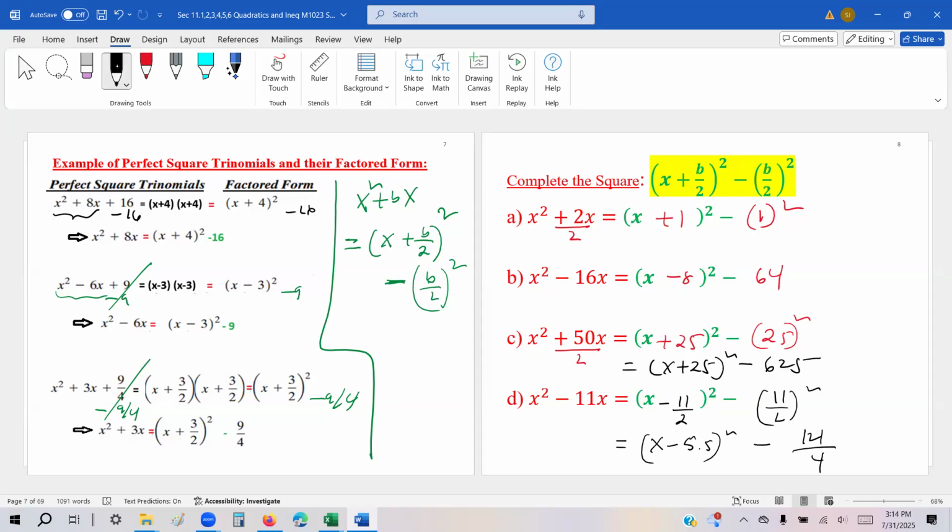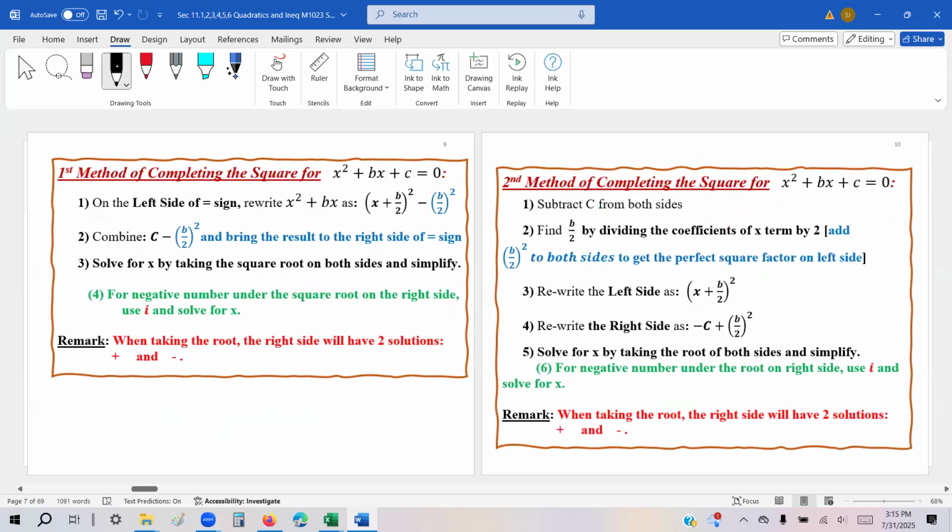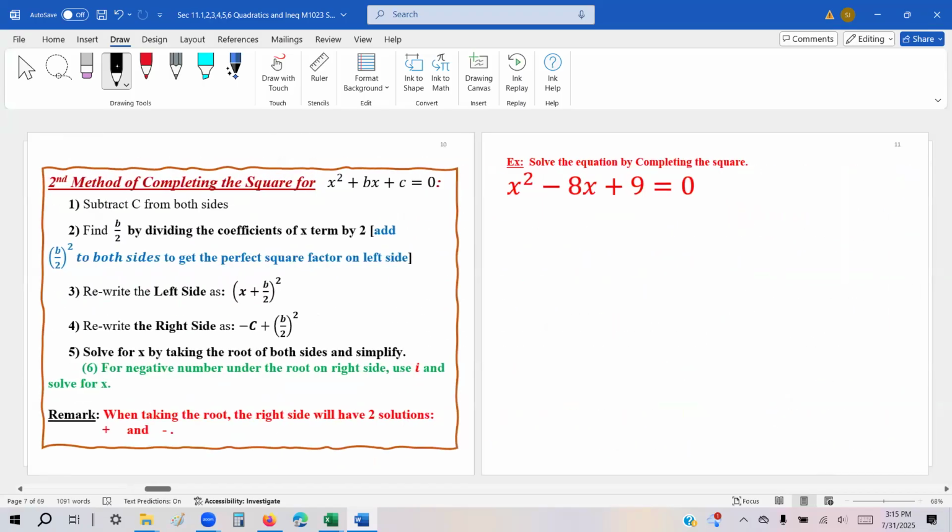Now, why are we learning this? To find the vertex. We can find the vertex and also we can solve for x. Let's say we have some question like this. Solve for x.